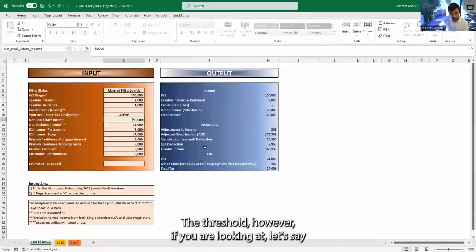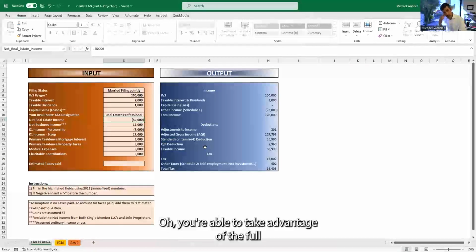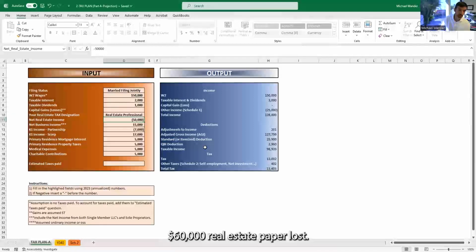$150,000 is the threshold. However, if you change this to real estate professional, watch what happens to the total tax, boom. You're able to take advantage of the full $50,000 real estate paper loss.